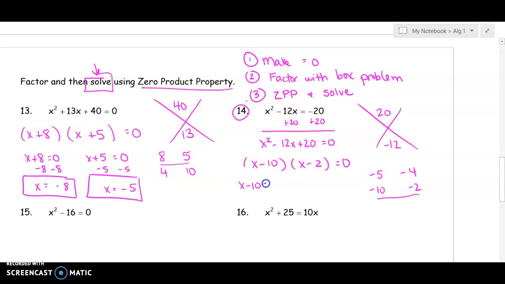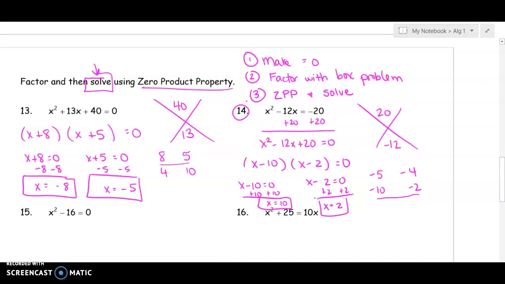And then we set the last step, set them equal to 0 and solve. So you're going to set x minus 10 equal to 0 and x minus 2 equal to 0. You're going to add 10 here, giving you x equals 10. And you're going to add 2 here, giving you x equals 2. All right, so that's how that works.